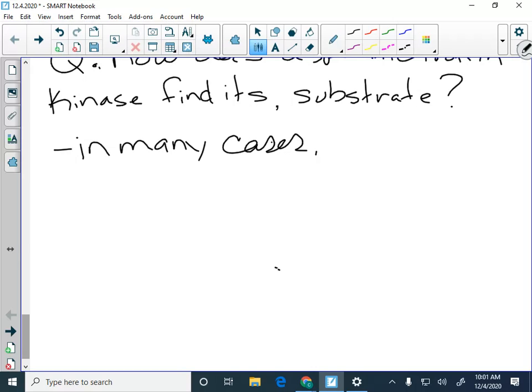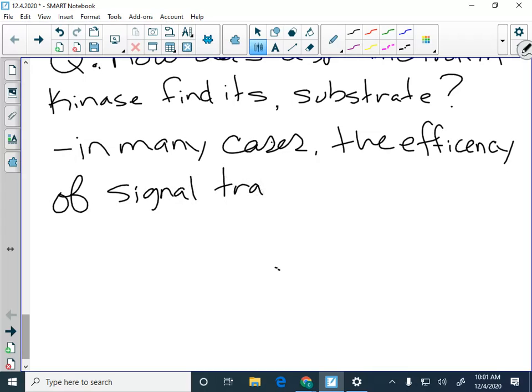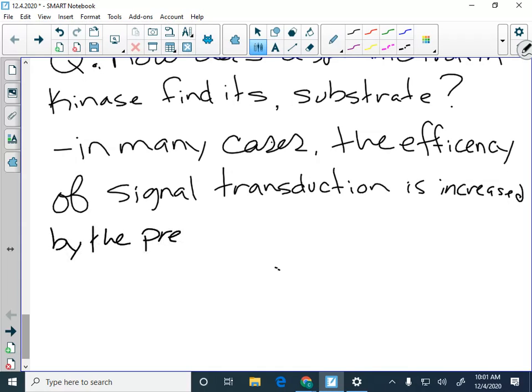So in many cases, the efficiency of signal transduction is increased by the presence of scaffolding proteins.